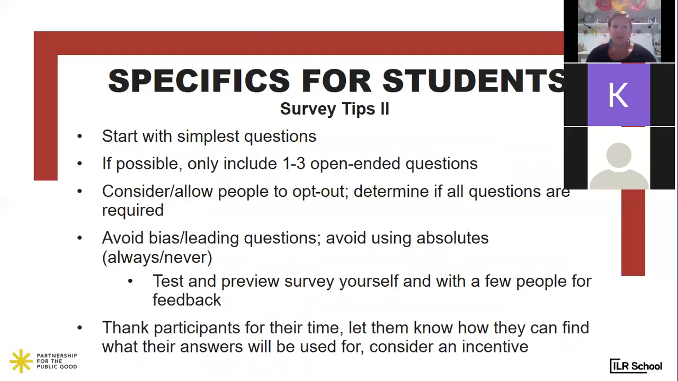Survey tips 2, start with the simplest questions. You don't want to dive into something really deep and really hard to answer, or people might just opt out of it. If possible, only include 1 to 3 open-ended questions where people can type in any responses they want. Again, it really depends on your survey. I've done surveys with like 6 or 7 just because the survey itself had to be longer. Consider allowing people to opt out of a question if it really isn't necessary. I think that sometimes gets people hung up and then they just quit the survey altogether.